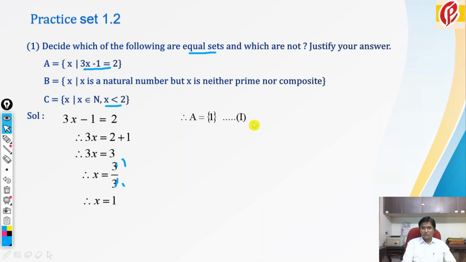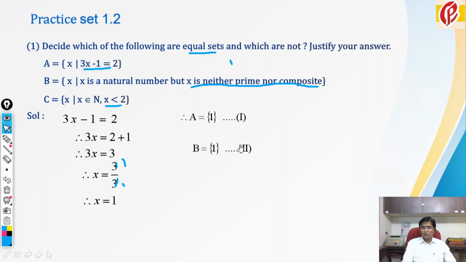Say 1. This is 1. Now we'll find the element of set B. So see the condition. x is a natural number, but now you know that natural numbers are 1, 2, 3, 4, 5, and so on. But here the condition is x is neither prime nor composite. Now tell me, which natural number is neither prime nor composite? Yes, that is 1. So the element of B is 1. So B is equal to {1}.